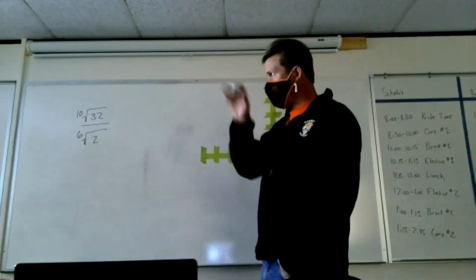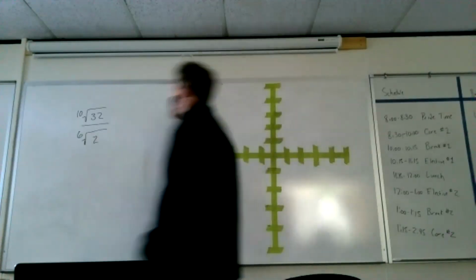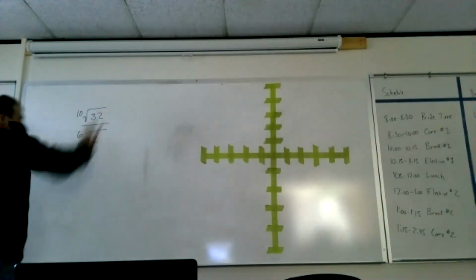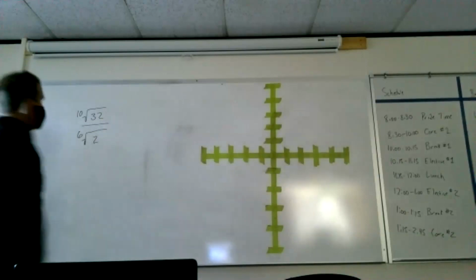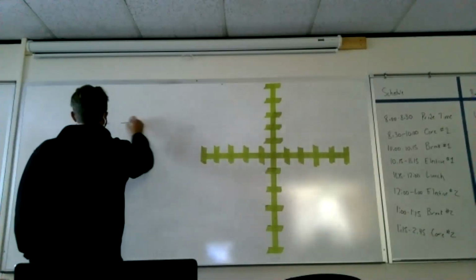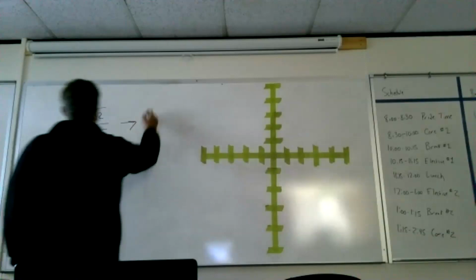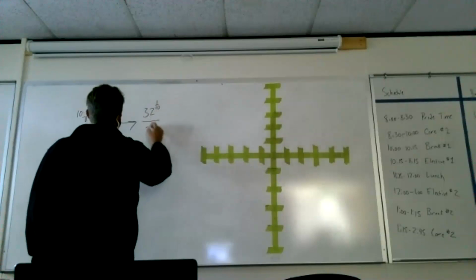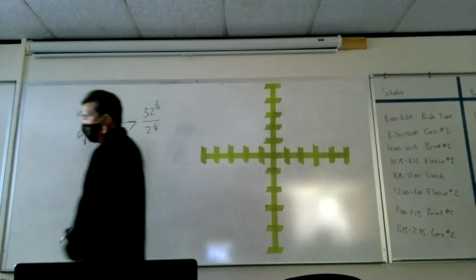So the first thing that I want to do is use rational exponents. And notice I can't just divide those because we have different indexes. One is 10 and one is 6. So this can be rewritten as 32 to the 1/10th power, and this can be rewritten as 2 to the 1/6th power. Still an equivalent statement.